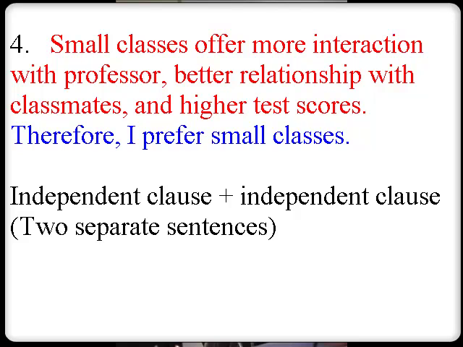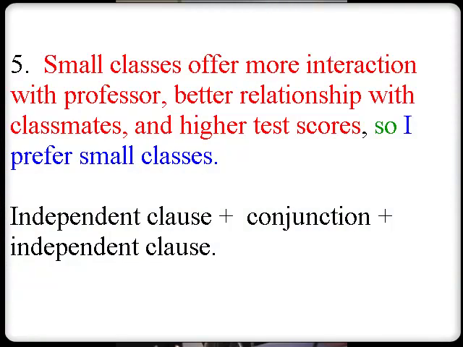Therefore, I prefer small classes. Now the grammar here, you're using two separate independent clauses, two separate sentences. Notice the period after scores, therefore, comma, and that becomes your second sentence. Number 5. Small classes offer more interaction with professor, better relationship with classmates, and higher test scores, so I prefer small classes.